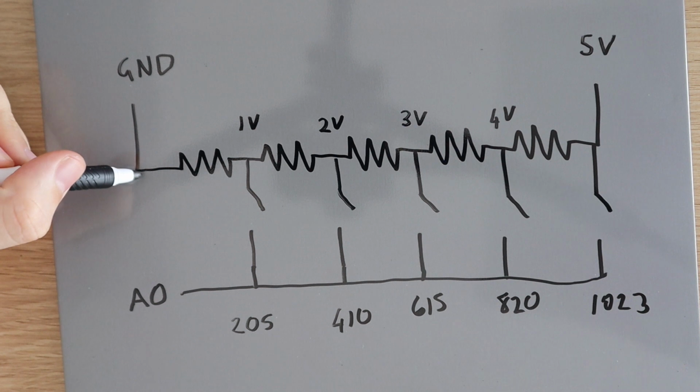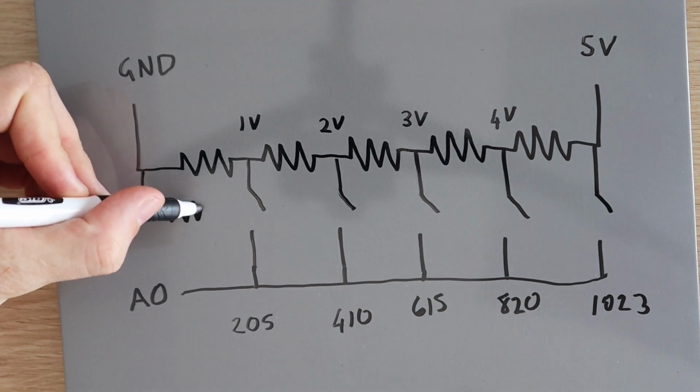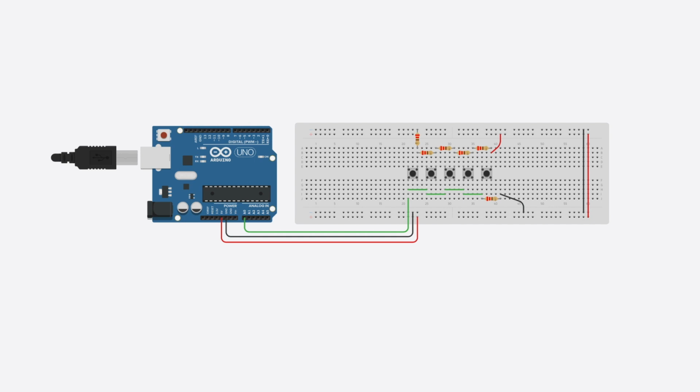This is because we've left the branch connected to A0 floating. We need to add another resistor between 0 volts and this branch to bring it back down to 0 volts when there are no buttons pushed. We'll do this on our breadboard by adding another resistor between 0 volts and the analog input side of our push buttons.